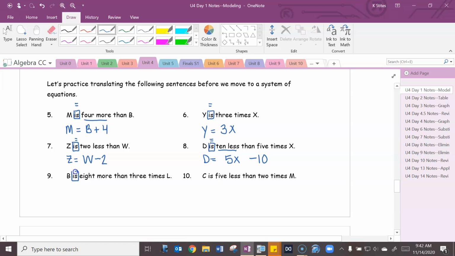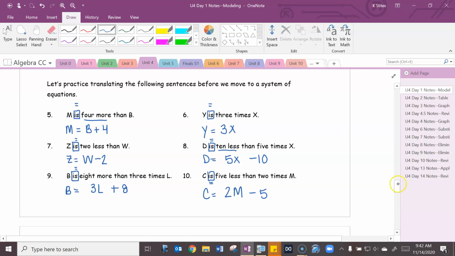B is, again, every time you see is, that means equals. 8 more, 8 more means addition. Go ahead, put your plus 8. Than 3 times L. That's 3L, multiplication. And finally, C is, again, is means equals. 5 less than 2 times M. 5 less, we're going to put minus 5. 2 times M is 2M.